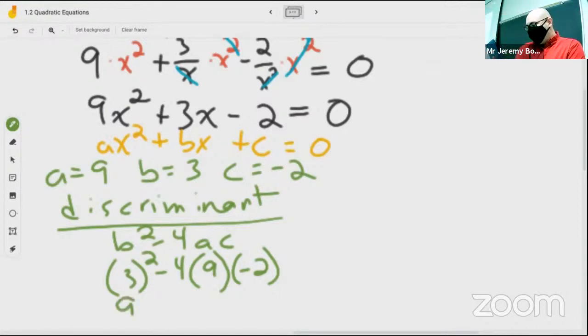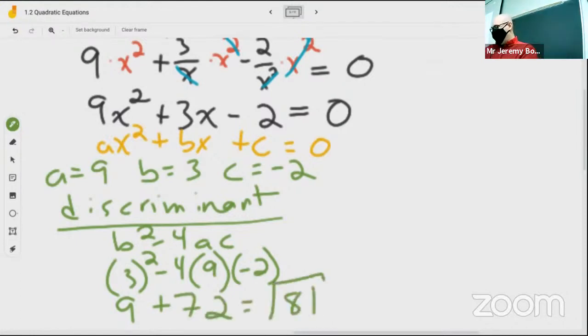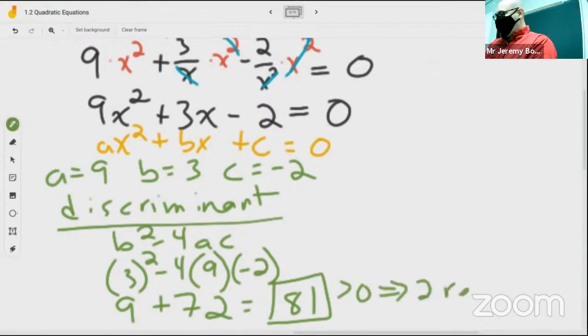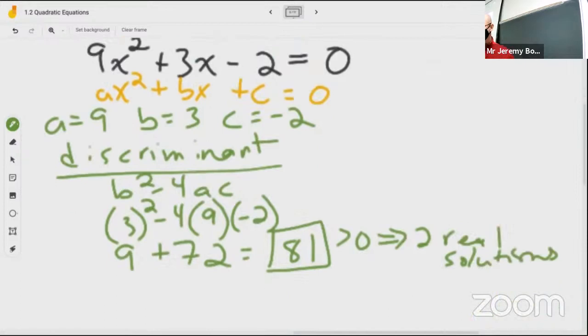So this is going to be 9 plus what? 72? Is that right? Yeah. That's 81. Oh, okay. That's not bad. You'll see why it's not bad, or you might know already. So that's greater than 0, which tells me two real solutions. So we know we got 2 real solutions, and we have to keep going with our quadratic formula.